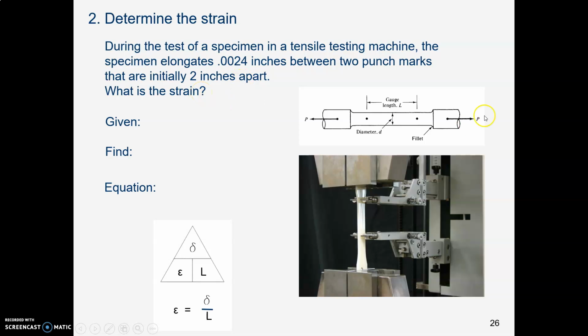What is the strain? So we're trying to find strain. Do we have deformation? Yes, we do. 0.0024. Do we have length? Yes, we do. 2. Could we find the strain? Yes, we could. There's our equation.